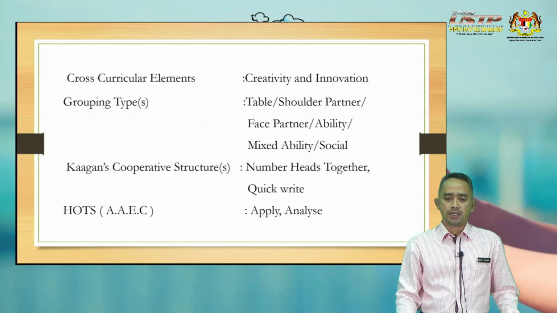Grouping types: we have table, shoulder partner, face partner, ability, mixed ability, and lastly, social. For Kagan's cooperative structures, we are going to use two: Numbered Heads Together and Quick Writes. For HOTS, we are going to use apply and analyze.